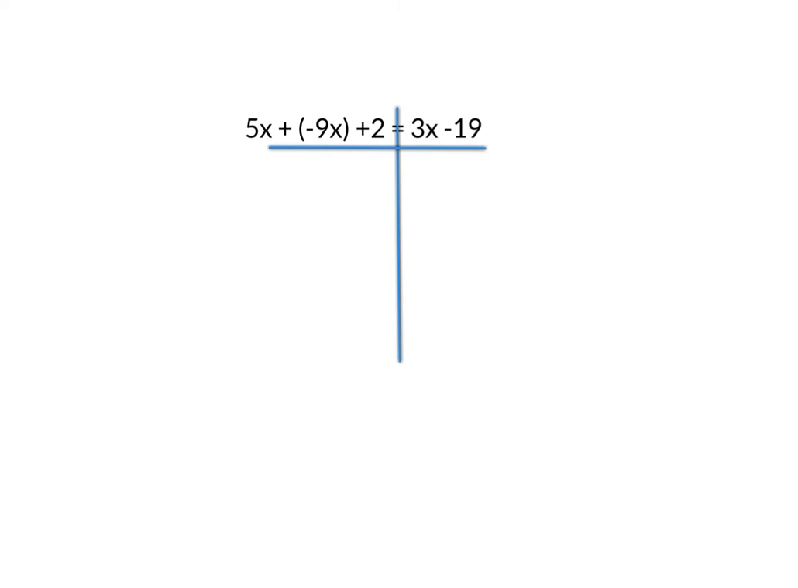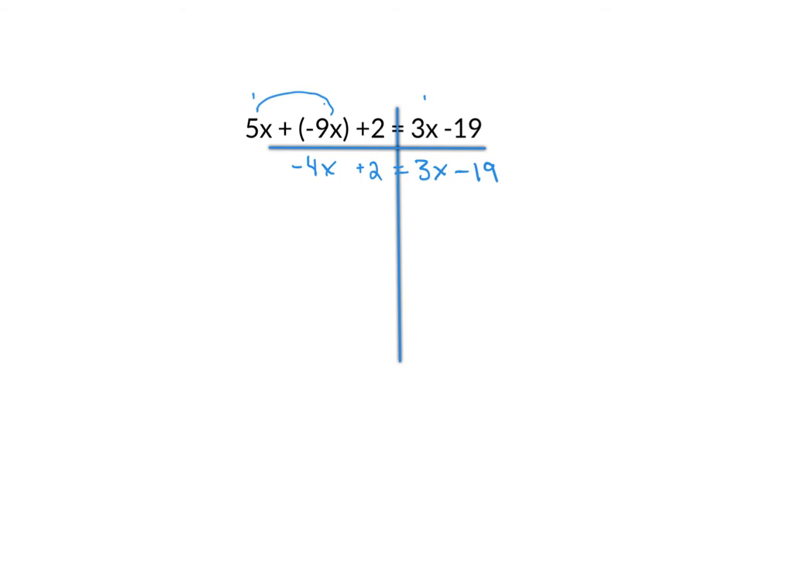So in this problem, since we have two terms on one side with x and one term with an x on the other side, I really feel like you should start by combining like terms to the best of your ability. So my first step is I'm going to take my 5x and subtract 9x and combine those terms. So 5x minus 9x, or 5x plus negative 9x, is negative 4x. Then we have our plus 2 equals 3x minus 19.